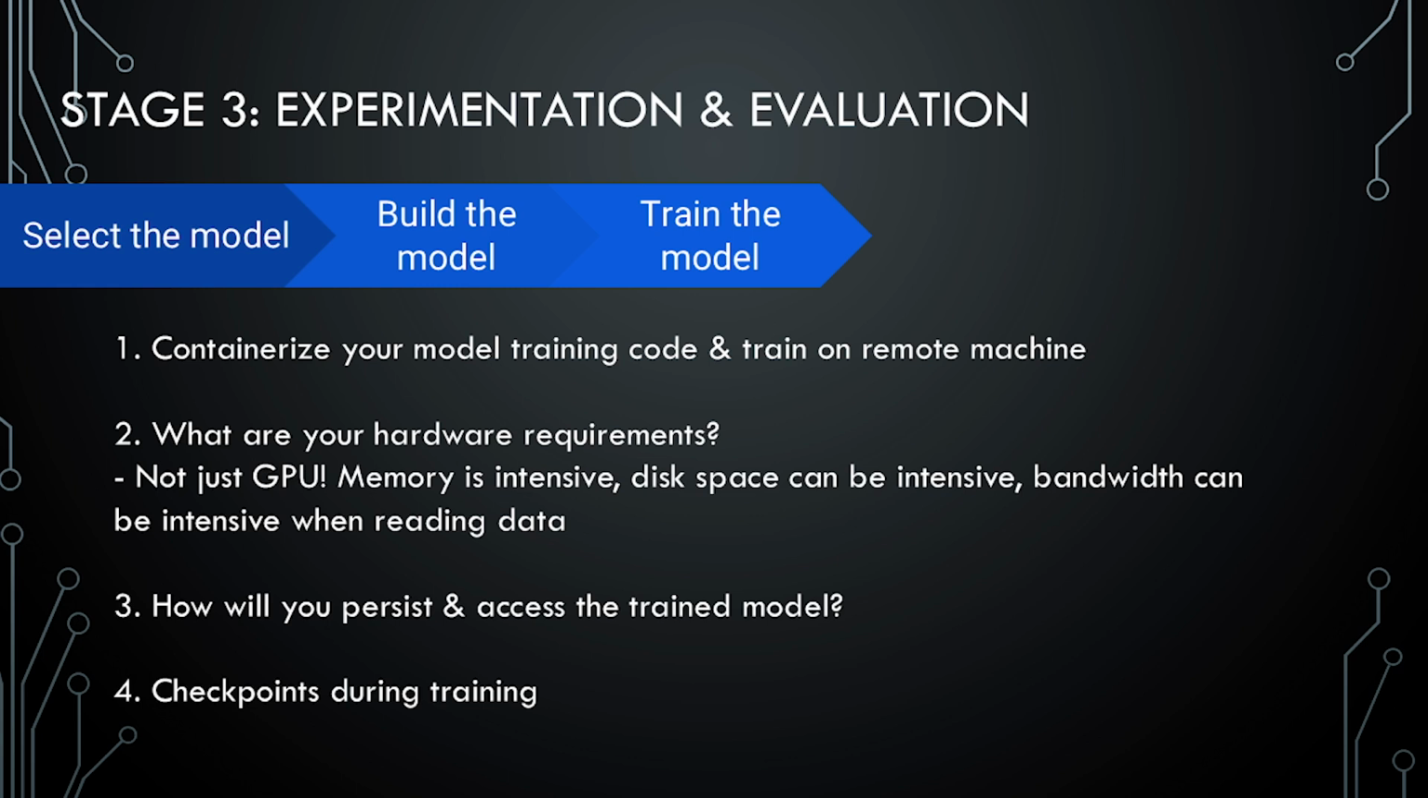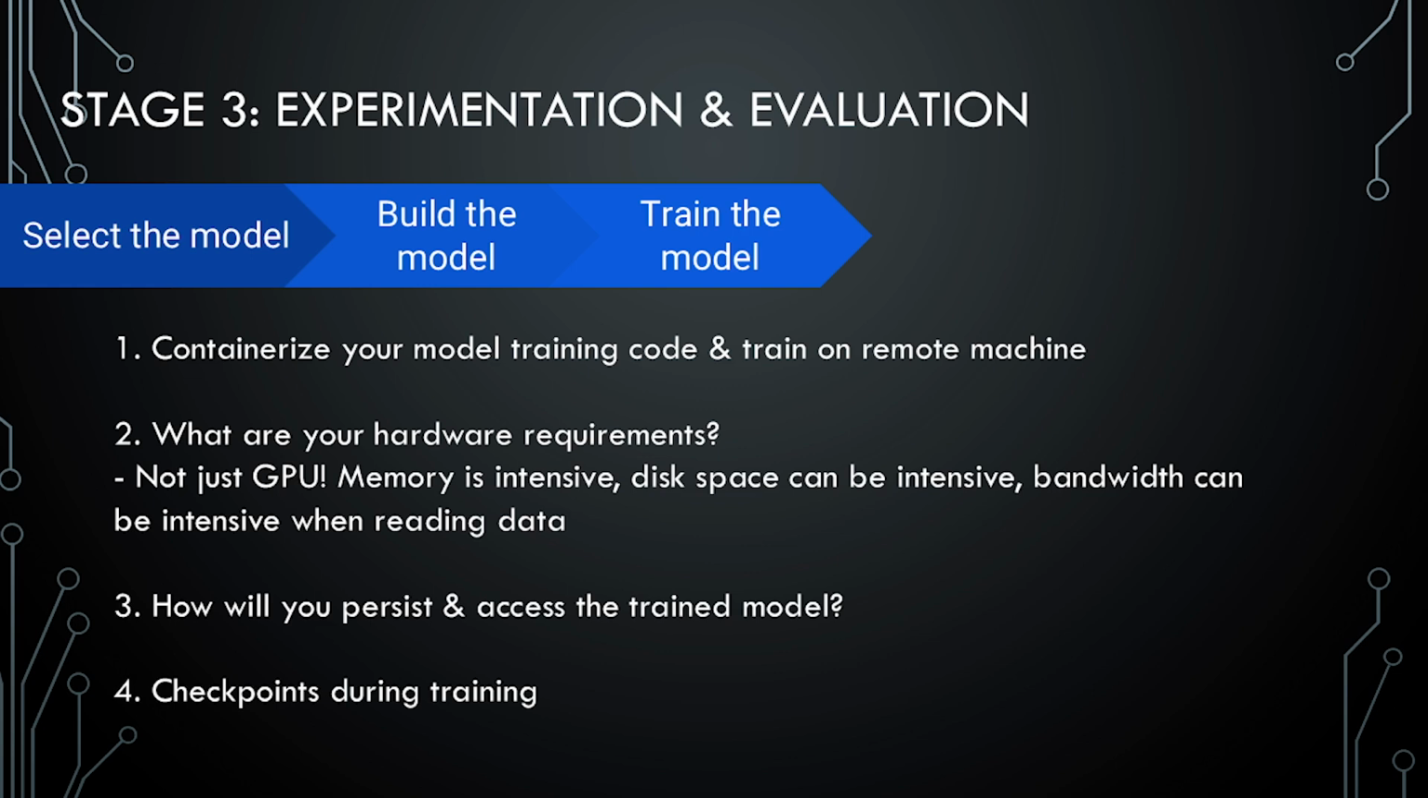Now we reach the third step, train the model. First, containerize your model training code and plan for remote machine execution to ensure reproducibility and environment consistency. Second, carefully assess your hardware requirements beyond just GPU considerations, including memory, disk space, and bandwidth requirements. Third, determine how you'll persist and access the trained model, whether through local storage, cloud object storage, or specialized model registries.